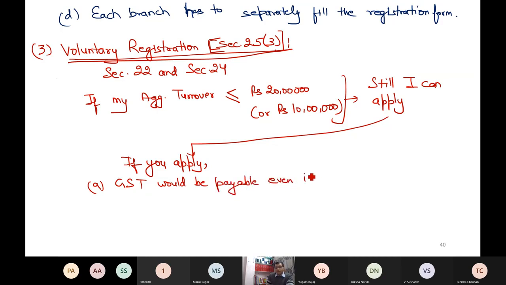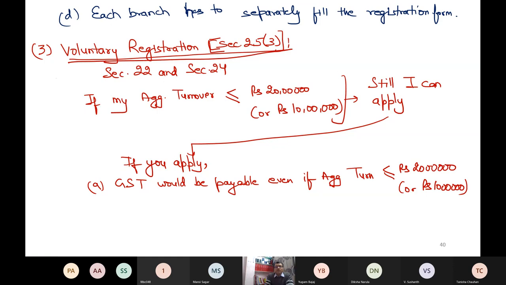Even if aggregate turnover is less than 20 lakh or 10 lakh. This is the main point. If you apply for registration, even though your aggregate turnover does not exceed the limit, then even if your aggregate turnover is less than 20 lakh or 10 lakh, you have to pay tax to the government of India as per the applicable rates. That's it. This is what voluntary registration is.